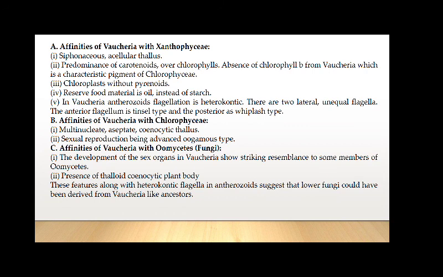The development of sex organs in Vaucheria shows striking similarities to some members of the oomycetes. Also, the presence of a thalloid coenocytic plant body, and these features along with heterokontic flagellae in antherozoids, suggest that lower fungi could have been derived from Vaucheria-like ancestors, it is said.